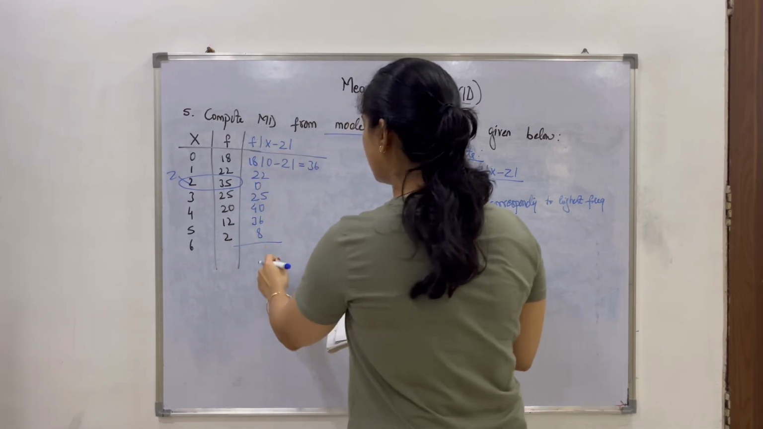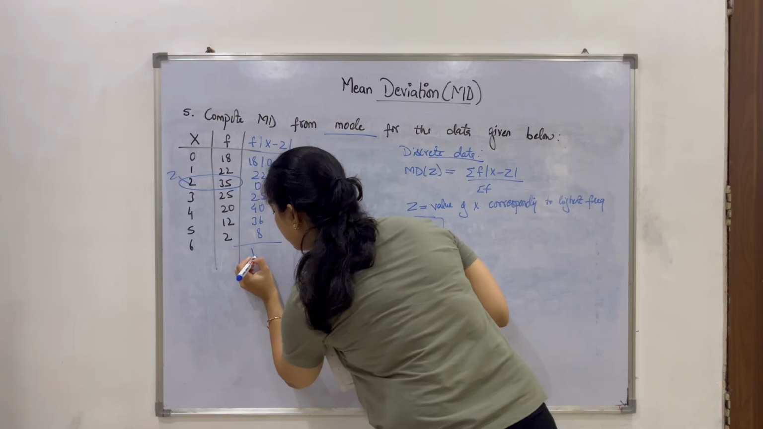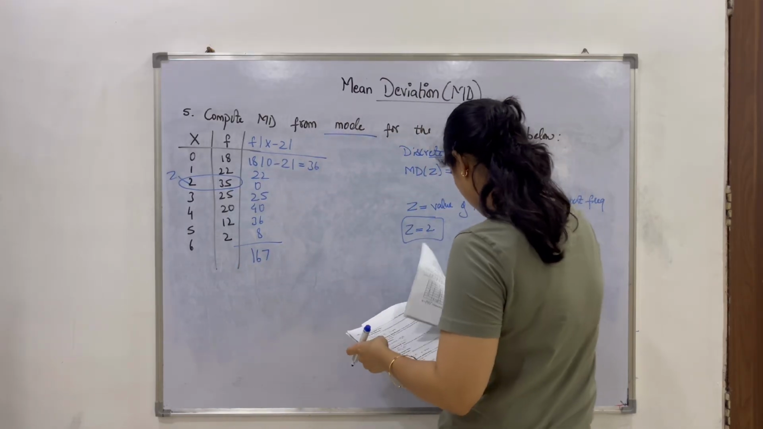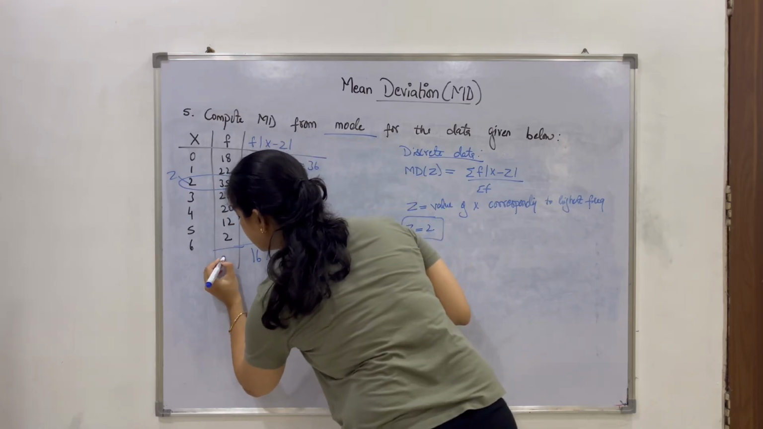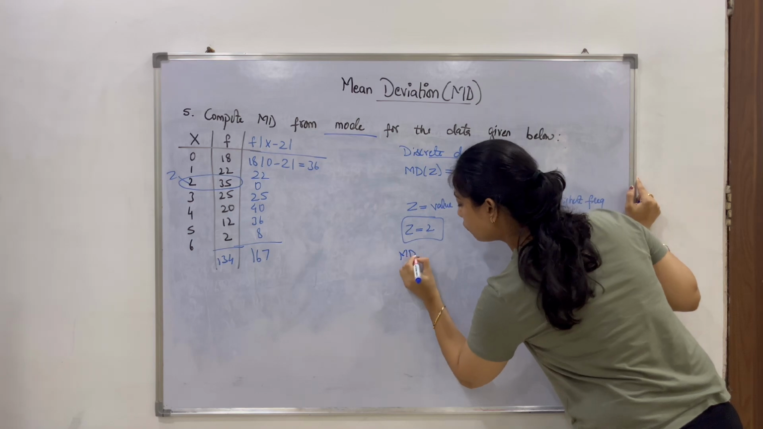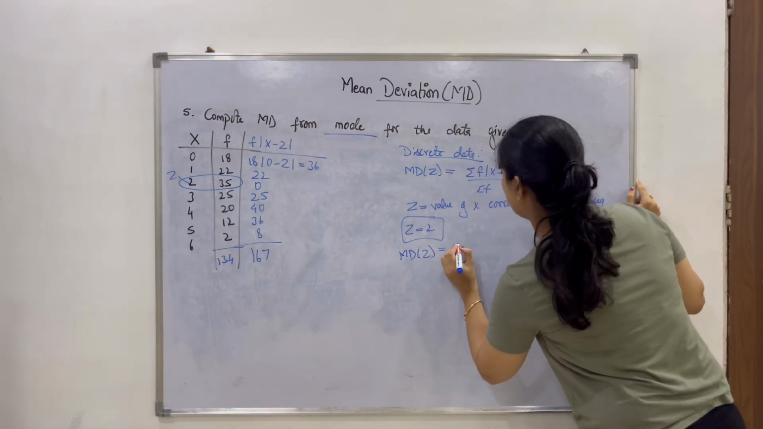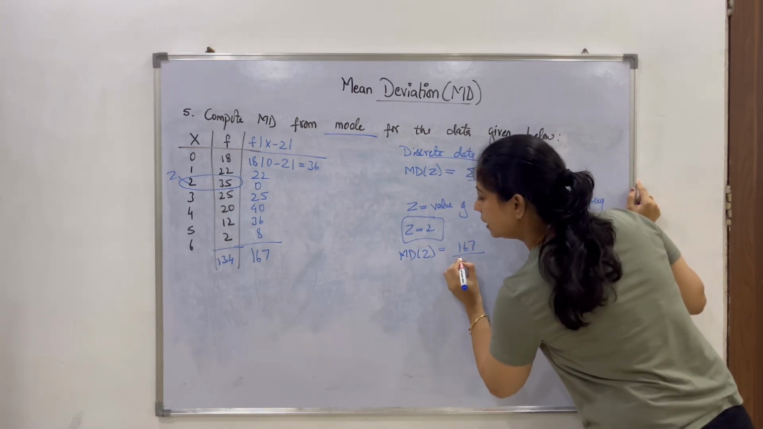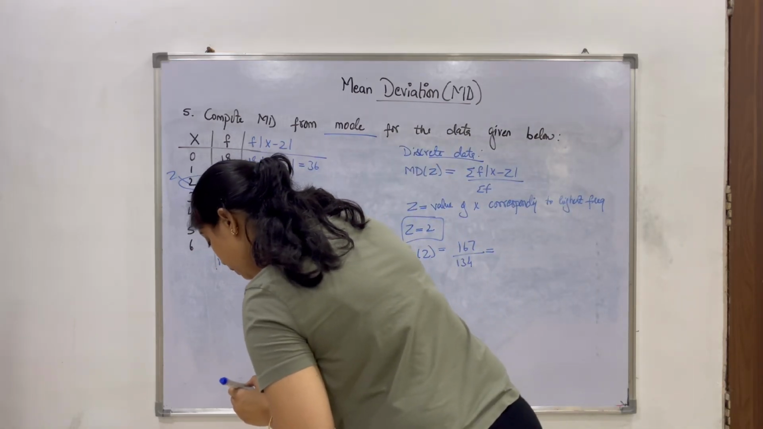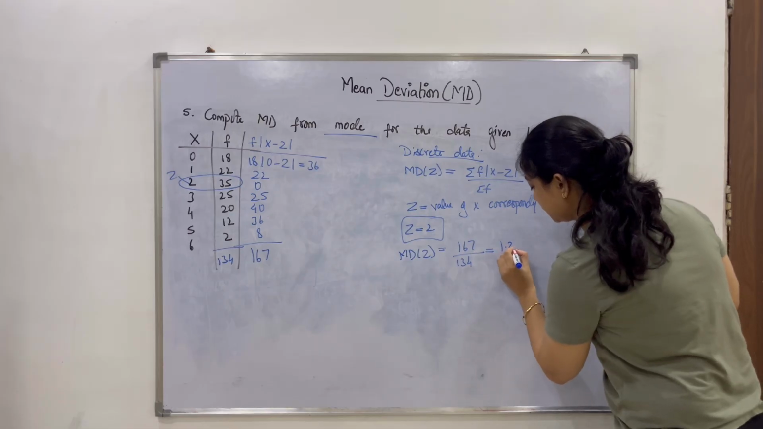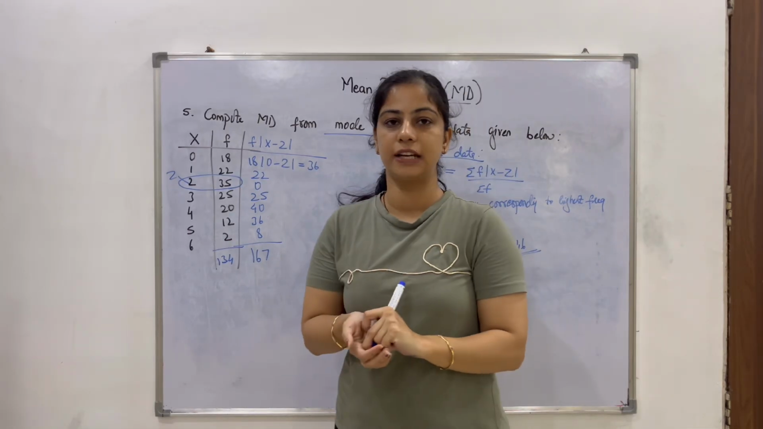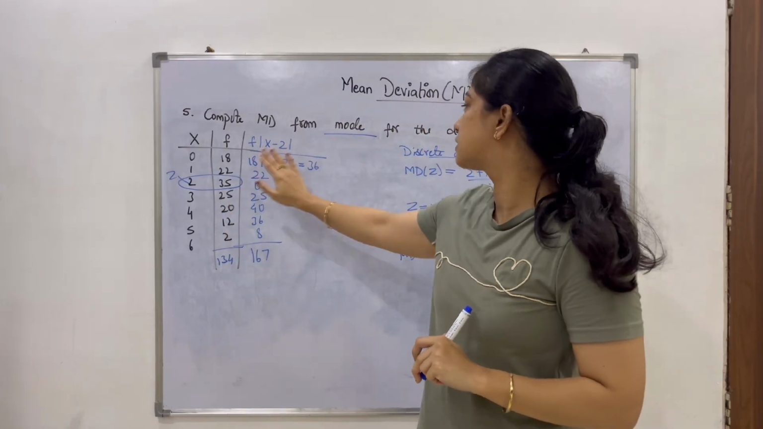Now we need to take the total of this particular column, which is 167, and divide by the total of frequency, which is 134. Let us substitute now. Mean deviation from mode is equal to 167 by 134, and the answer for this is 1.246. So this is the answer we get for mean deviation from mode in case of discrete data.